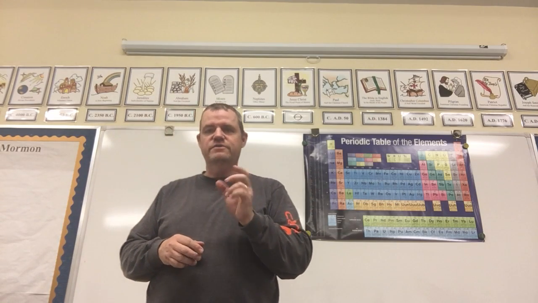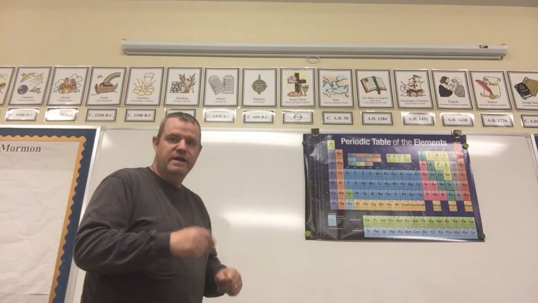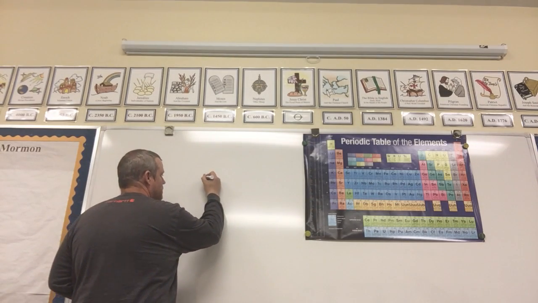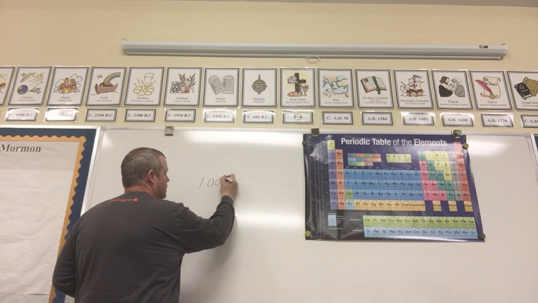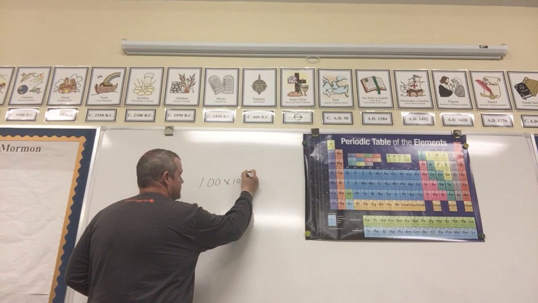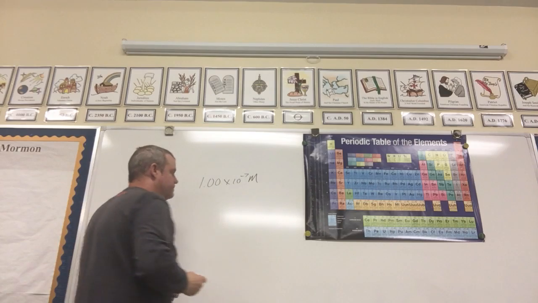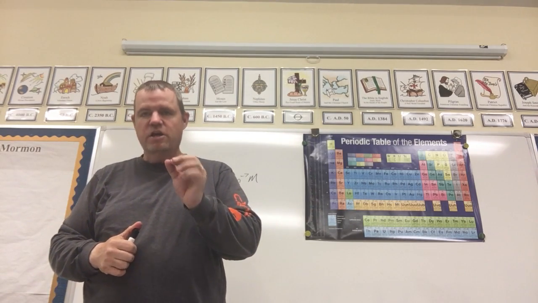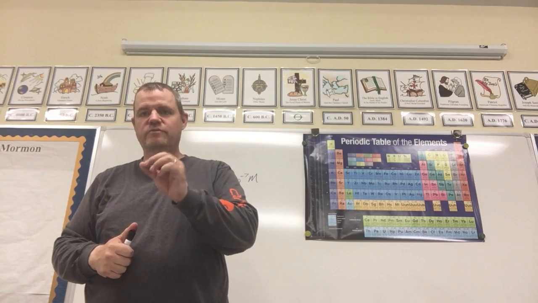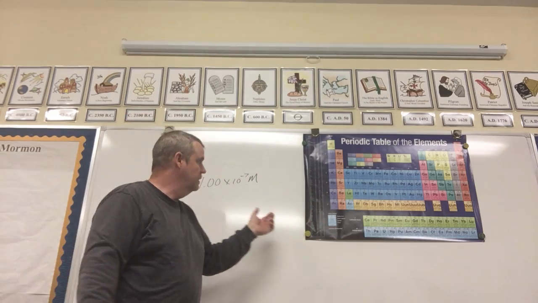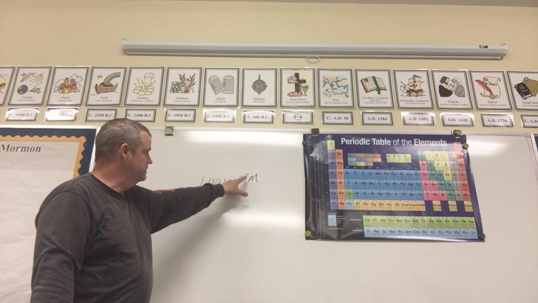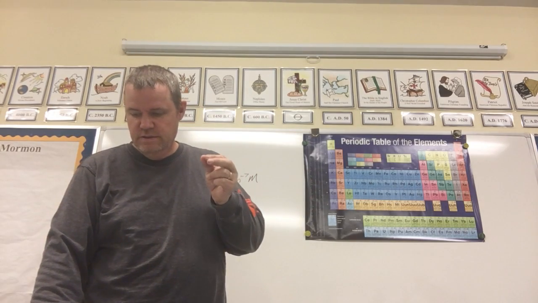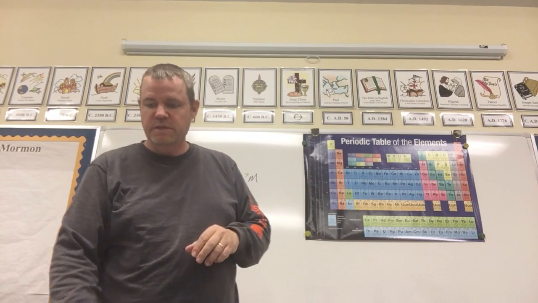This makes it a concentration of 1 times 10 to the minus 7th moles. So I'm going to write that up here on the board. 1.00 times 10 to the minus 7th moles. So that's the concentration of this ionization state.